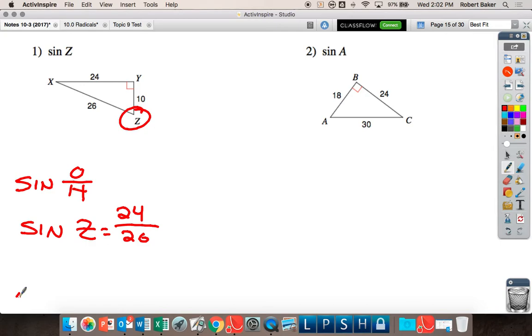Anybody feeling squirrely? I am. Let's do the cosine of z while we're here. What's the cosine of z? Cosine is adjacent over hypotenuse. That's that caught another hippie.